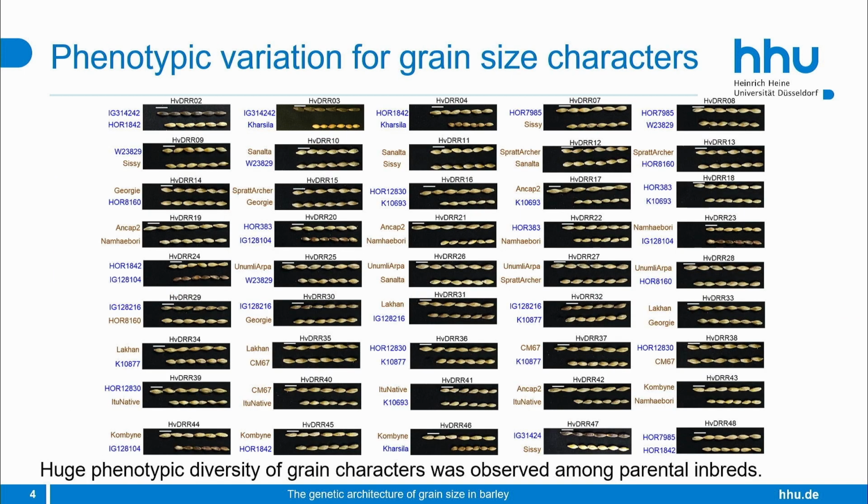So these are the grain phenotypes of the parental lines for all 45 subpopulations, and you can see the variations for grain length here in this picture. And there are, for example, genotypes like ANCAP2 or 12830 Lakhan, which has particularly long grains, and there are genotypes such as Namhebori K10693, which has slightly shorter grains, and other genotypes have in-between phenotypes. So as a whole, you can see a huge variation for the grain length in this population.